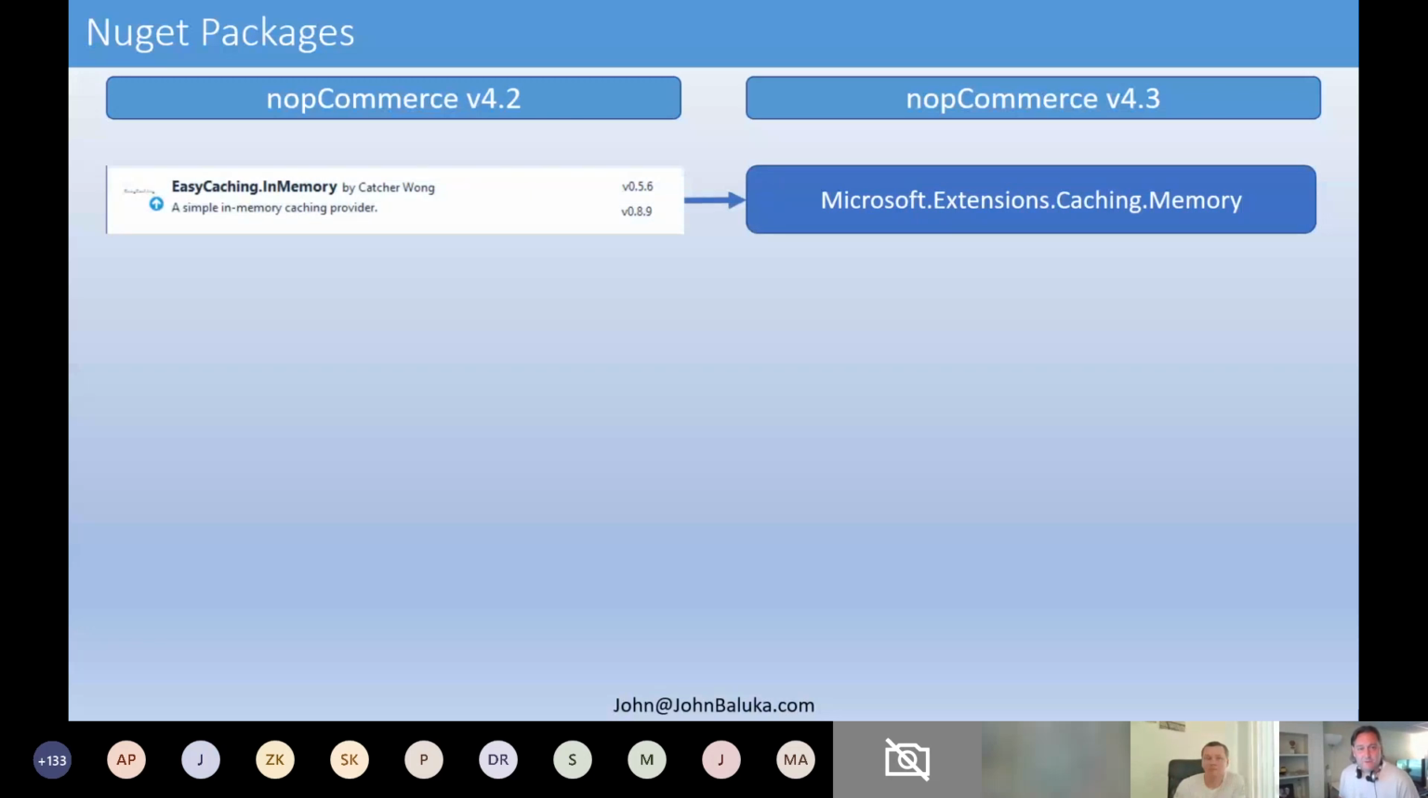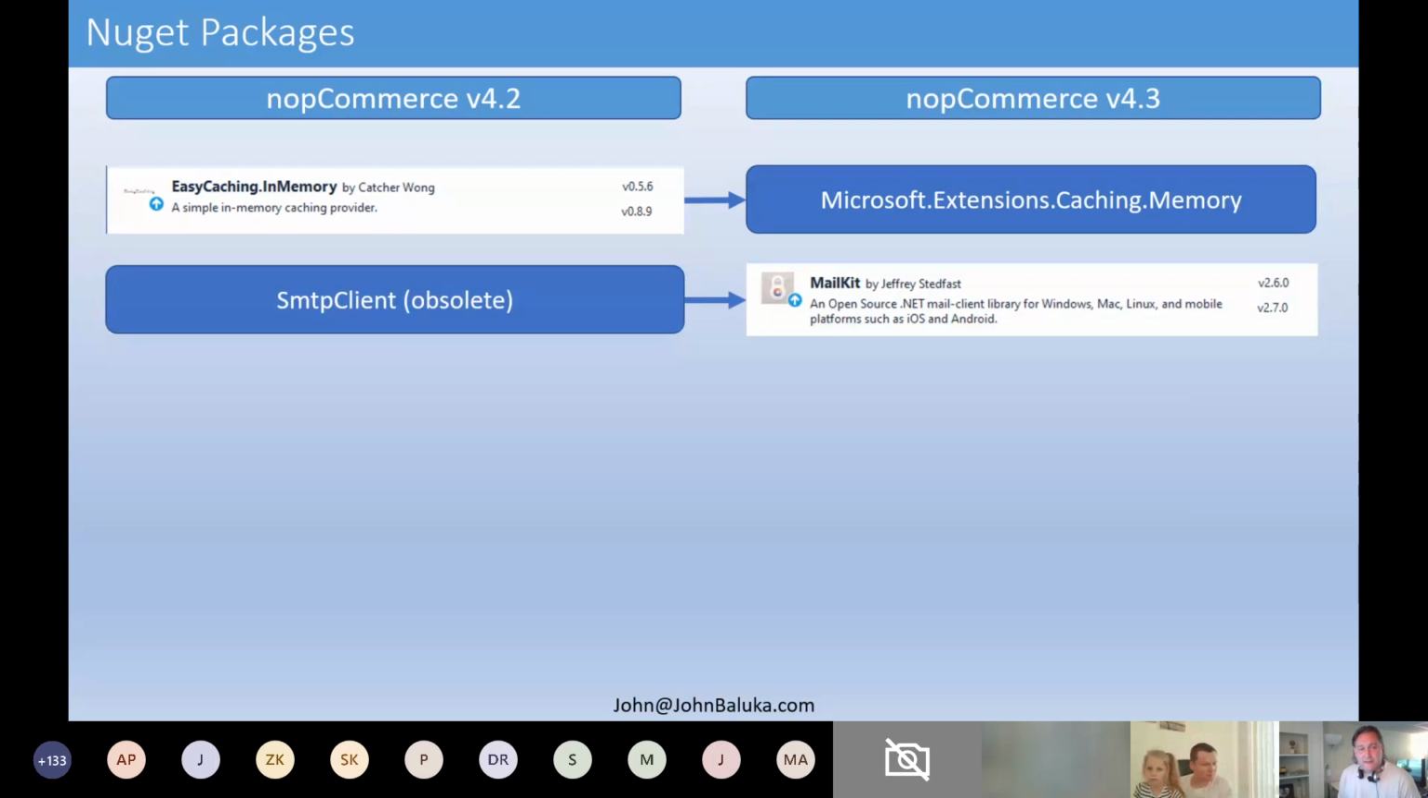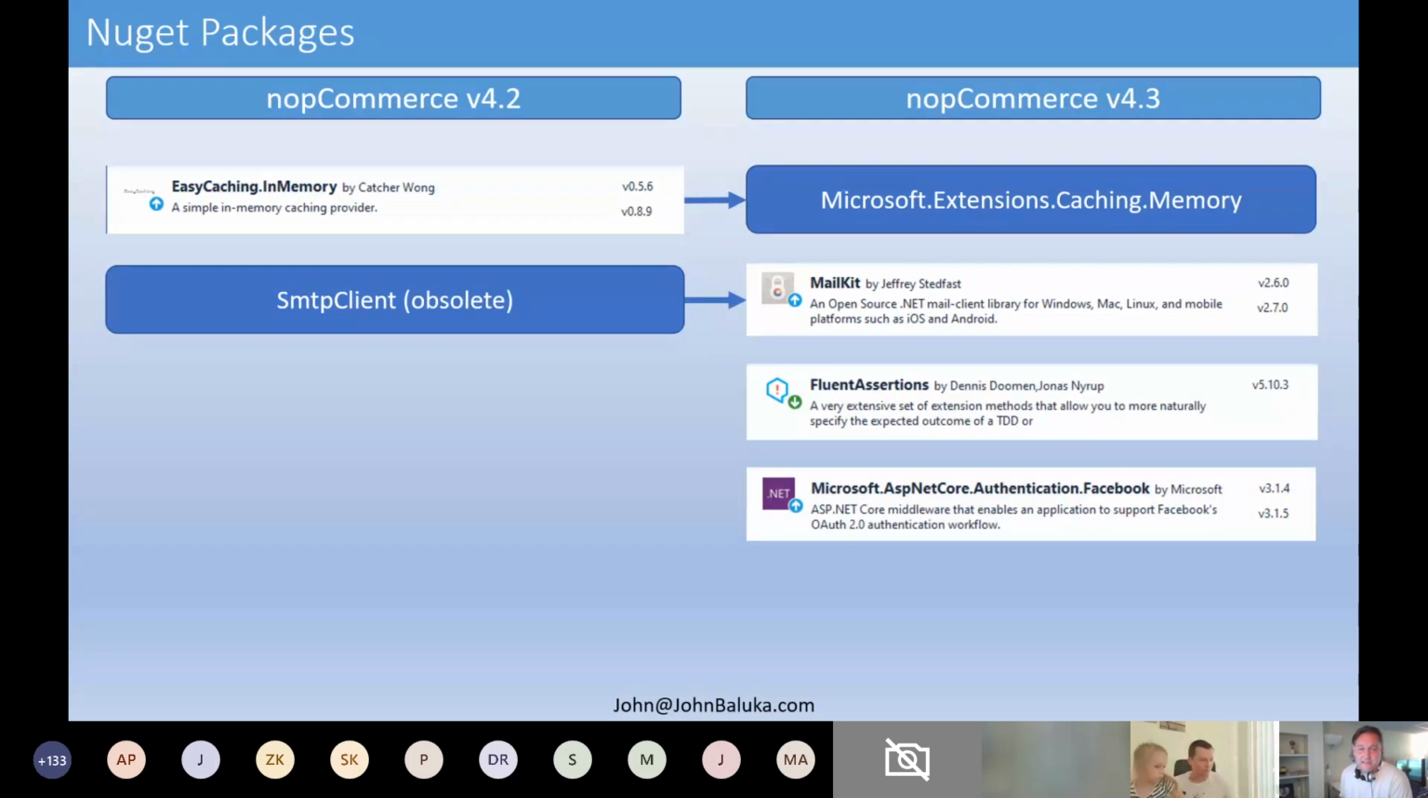Also, in comparing 4.2 to 4.3, when it comes to the NuGet packages, the easy caching memory library is no longer being used because they're now using the built-in library within .NET 3.1. The SMTP client is obsolete now within the .NET Framework, so it looks like it was recommended to use MailKit in place of that particular library. Fluent Assertions was added really for unit testing. I haven't dug into that much, but that's a library that's now available for that area of the code. And also the authentication for Facebook was added as well.